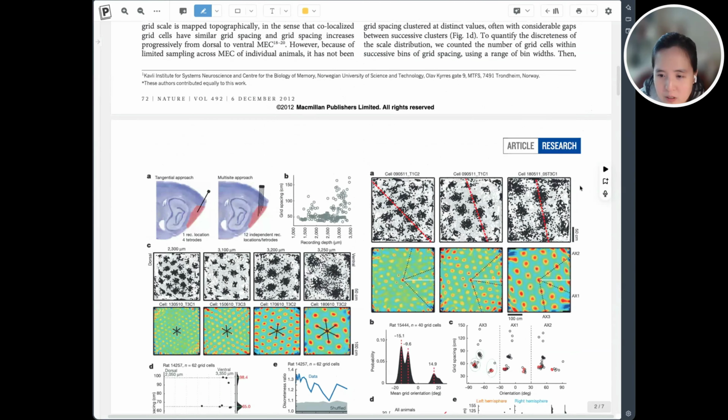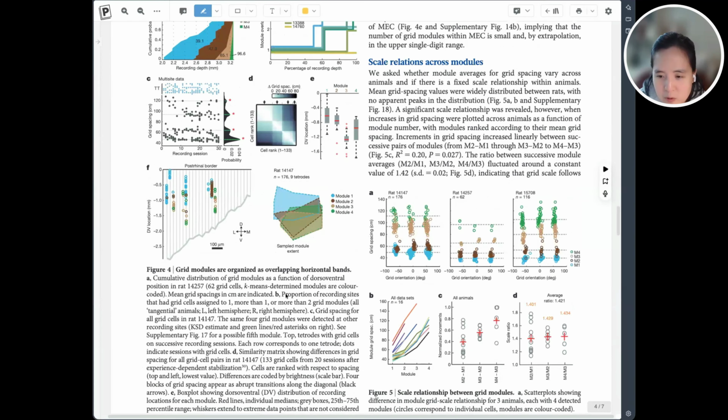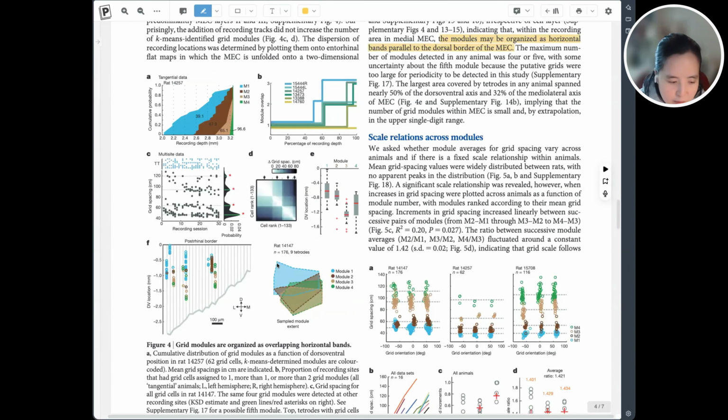Are you saying this is the analogous one that shows that they're overlapping? Yes. You can see from here that they found about 4 modules in whatever area they recorded, and you can see that these 4 are overlapping. So we read this paper? I didn't pick this up. How did I miss this?